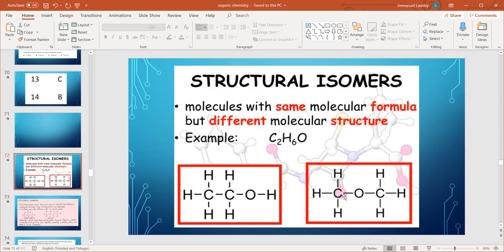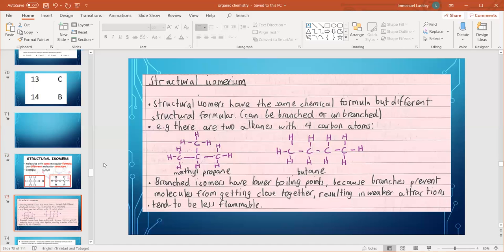And this is a methyl group, so it's dimethyl ether. So these two compounds, even though they have the same number of carbons, hydrogens, and oxygens, depending on where the oxygen is located, would determine what that compound is, right? These are two different compounds, but they have the same molecular formula, except they have a different structural formula. So what does that have to do with anything? Structural isomerism: they have the same chemical formula, but different structural formula.